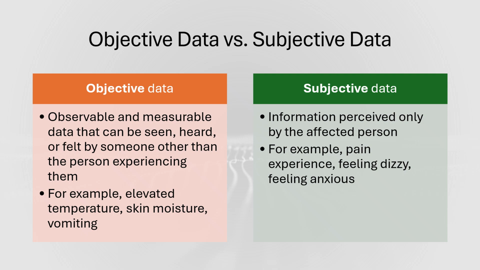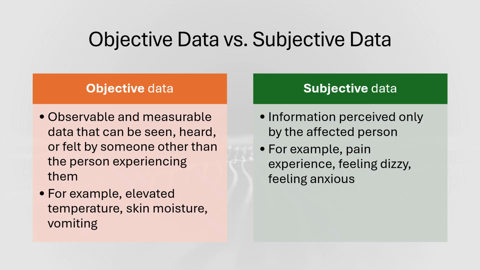The second type of data is your objective data. This is observable and measurable by others. This can be verified by multiple observers. Examples would be elevated temperature, moist skin, and refusal to eat. Also called signs or overt data.